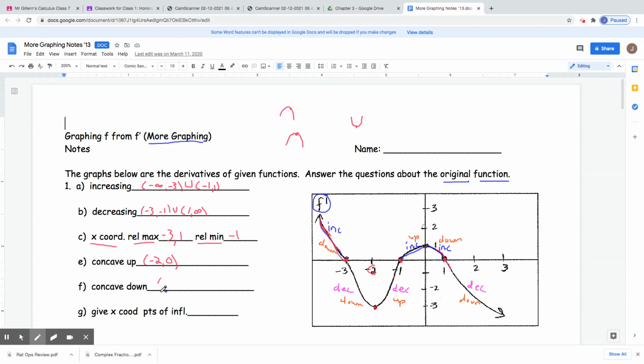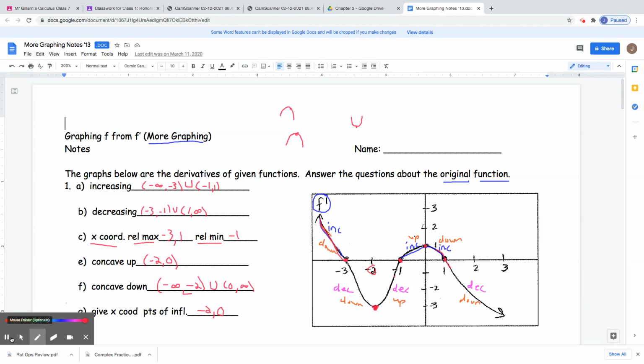So that's it. Concave down from -infinity to -2, union 0 to infinity. Now, points of inflection are places where it changes concavity. So it changes here, it went from down to up, and from here. So basically that's going to be peaks and valleys, and you only have to put the x coordinate, so -2 and 0. So you look for peaks and valleys on the graph of the derivative.